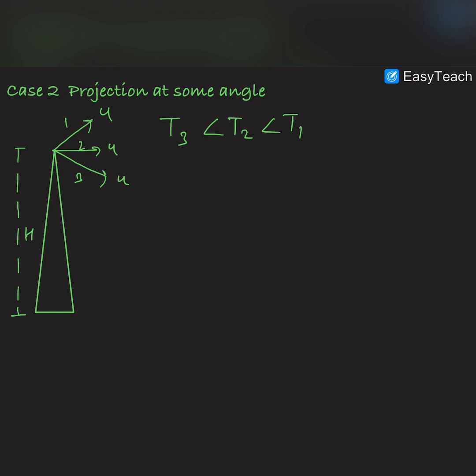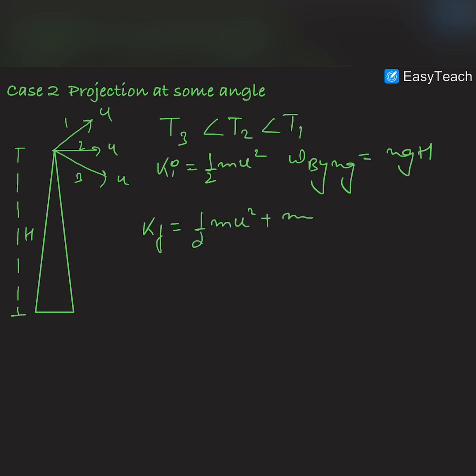And the other very interesting fact is that all these 3 projectiles would reach the ground with the same speed, because the initial kinetic energy of all of them was half m u square, and the work done by gravity on all of them is mgh, because this height is h and mg is acting in the downward direction. The kinetic energy with which they reach the ground is K final, and it would be equal to the initial kinetic energy plus the work done by gravity, which is mgh.